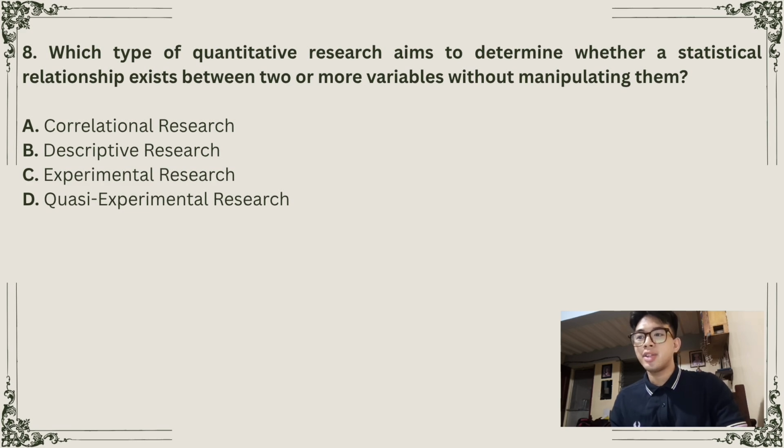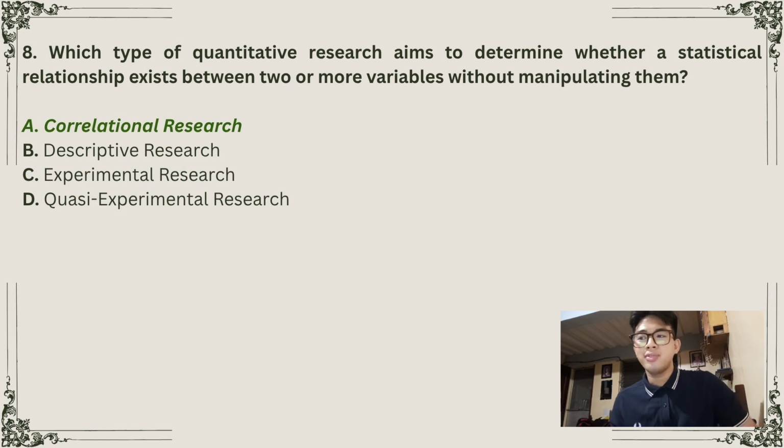If your answer is letter A, then you are correct. Correlational research examines the relationship between two or more variables without changing them. For example, let's say you're studying if screen time is related to GPA. It shows association, not cause. Remember that correlation isn't equal to causation.